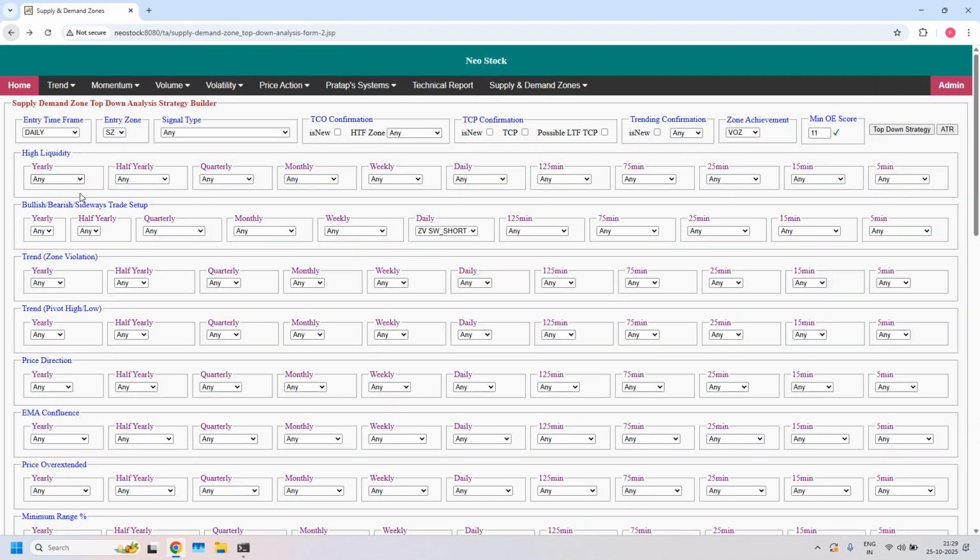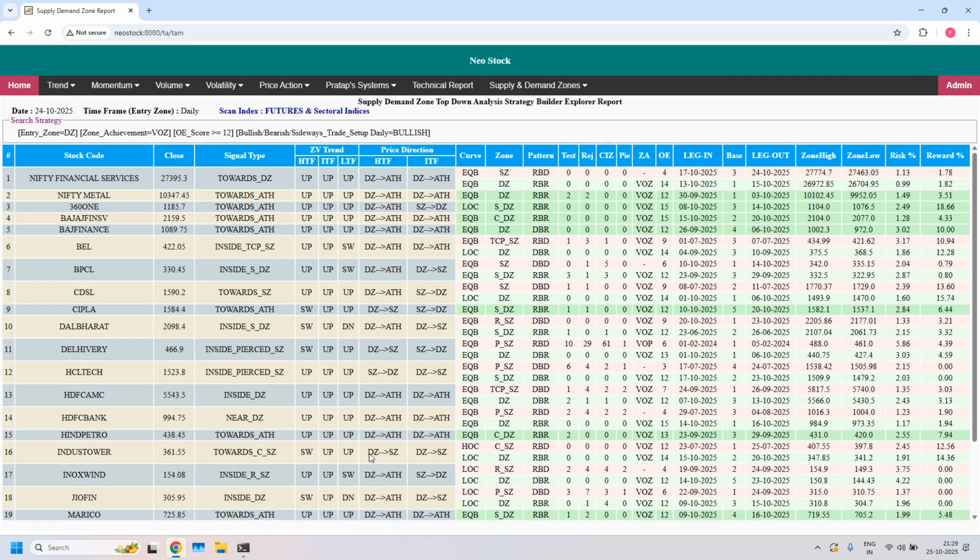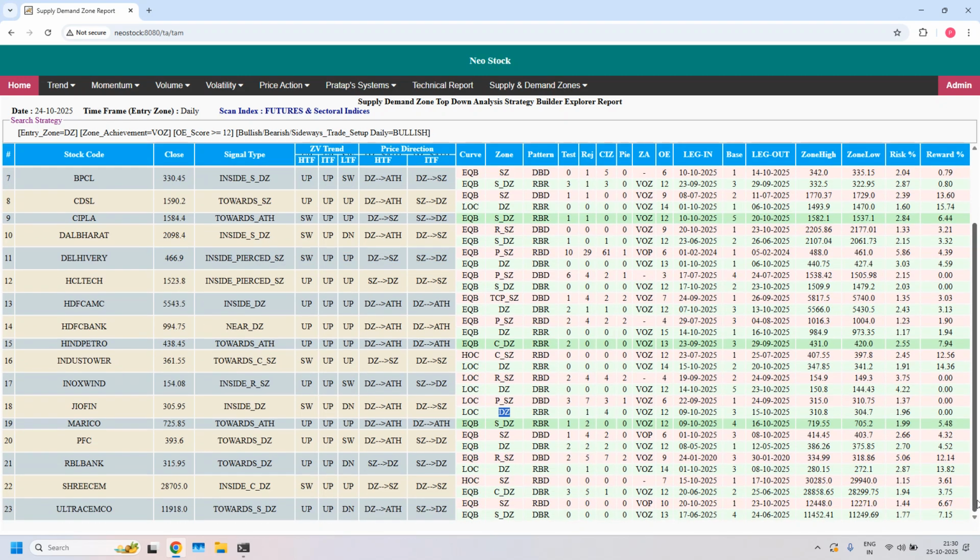No stocks are available. Next, bullish trade setup for monthly income trade, daily demand zone, bullish and minimum odd and enhance score 12. First 19 stocks in the list, all our entry time frames are daily demand zones. Scrolling the list down, total 23 stocks are filtered, supporting bullish trade setup for monthly income trade.